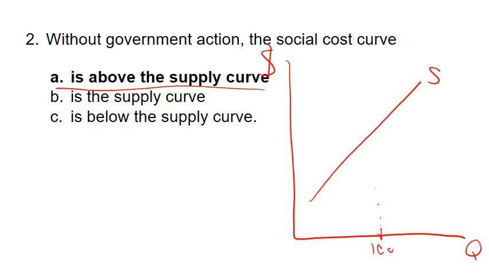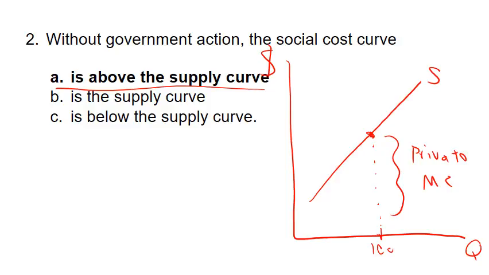Well, the height of the supply curve is determined by the marginal cost borne by the seller. Private marginal cost. In a competitive market, a firm is willing to sell an output only if price equals that marginal cost. So the height of the supply curve equals the private marginal cost paid by the seller. Well, that 100 drinks also imposes an external cost on bystanders.